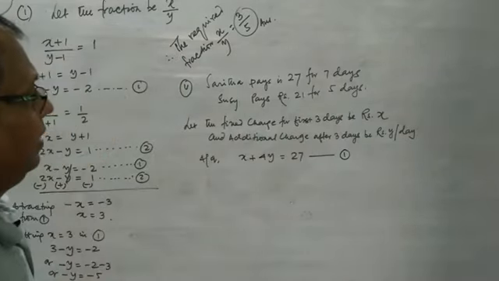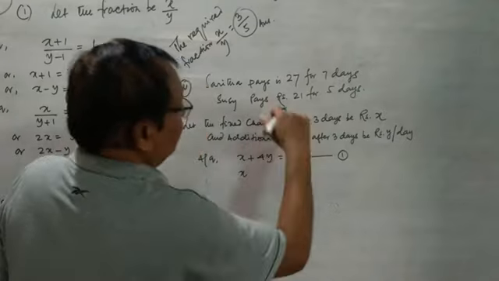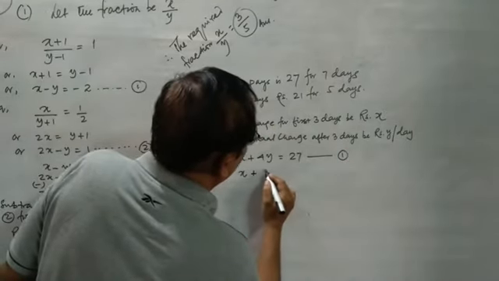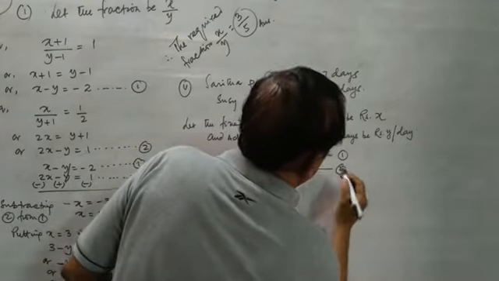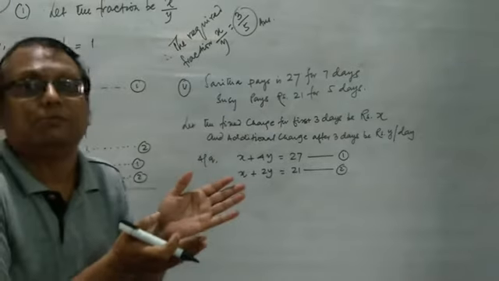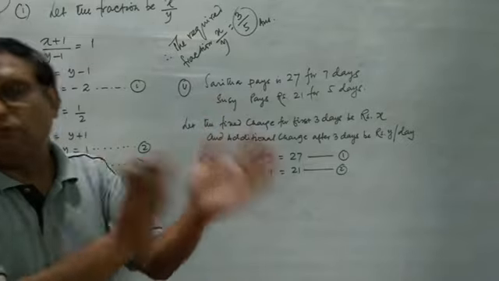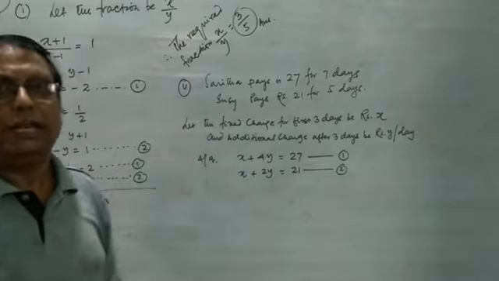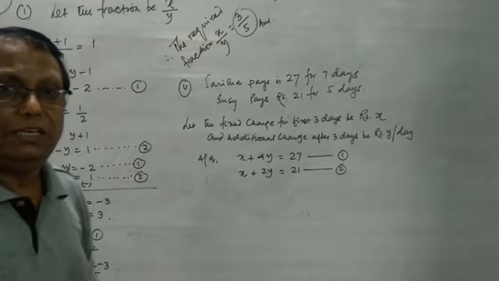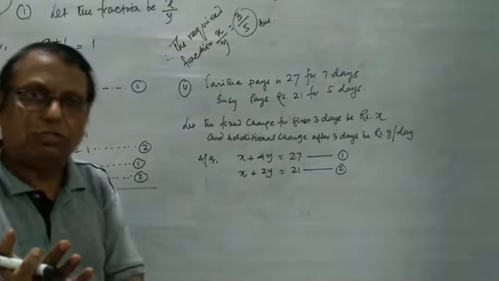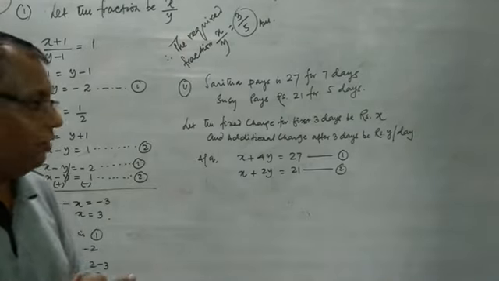What about Susie? She has taken the book for 5 days. For 3 days she is paying X, and extra for 2 days 2Y, and she is paying 21. Students, this is the most important part of the word problems of linear equations in 2 variables. You read the question, try to understand the meaning, suppose X and Y accordingly, and then frame the equation. Once your equation is framed, you will be in a position to solve it either by the elimination method, by the substitution method, or one method more we have to learn, that is the cross multiplication method, that we will discuss in our next class.